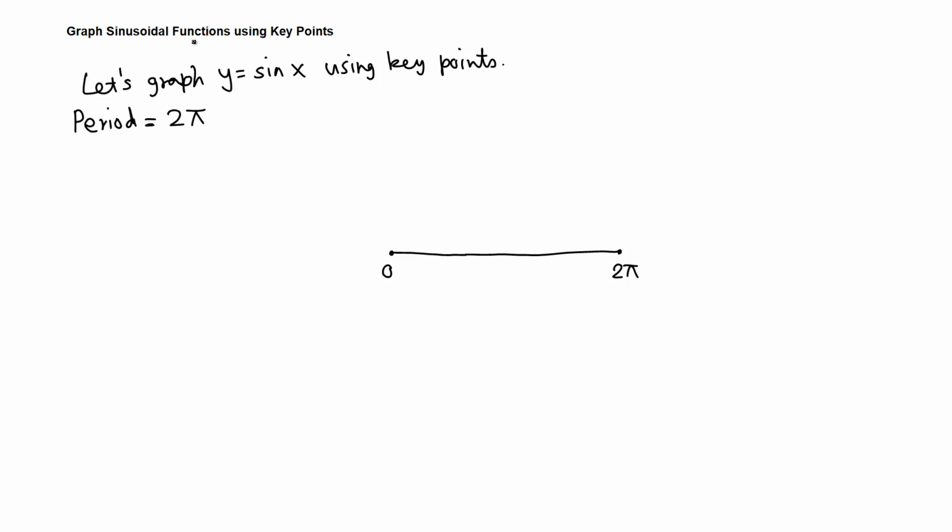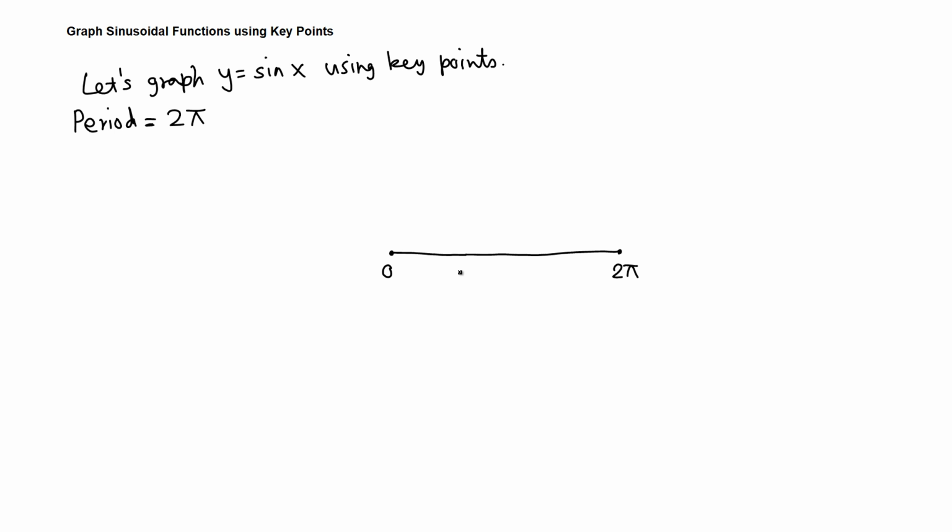Graph sinusoidal functions using key points. Okay, let's graph y equals sin x using key points. We first find the period of the given function, in this case sin 1x, so 2 pi over 1, just 2 pi is the period. Next, let's write that period 0 to 2 pi.